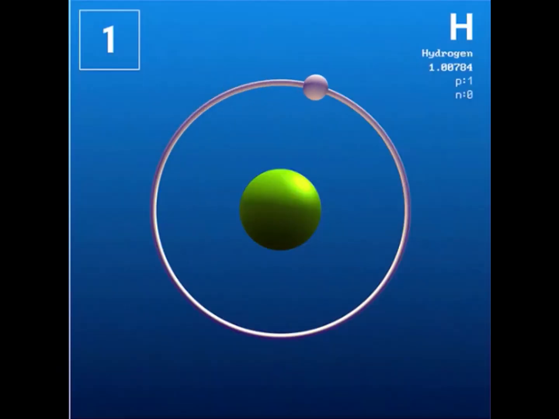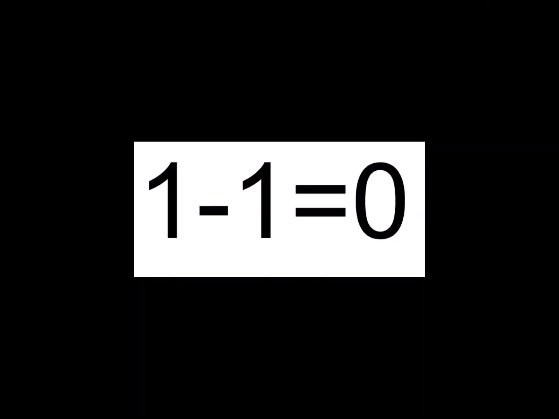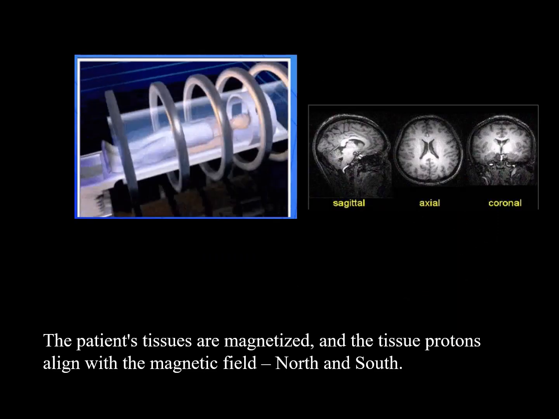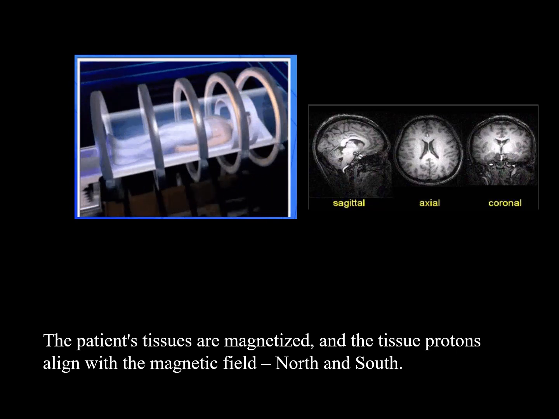Hydrogen protons are most abundant in the universe, with the hydrogen protons in the body aligned either to the north pole, which would be positive, or the south pole, which would be negative, of the magnetic field. Almost all of the protons cancel each other out. Plus 1 minus 1 equals 0. Fortunately, a few more protons align with the north pole because it has lower energy, and these are what we work with when we create MRI images.